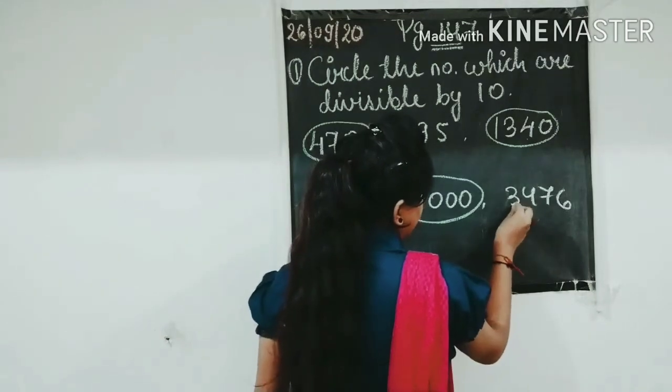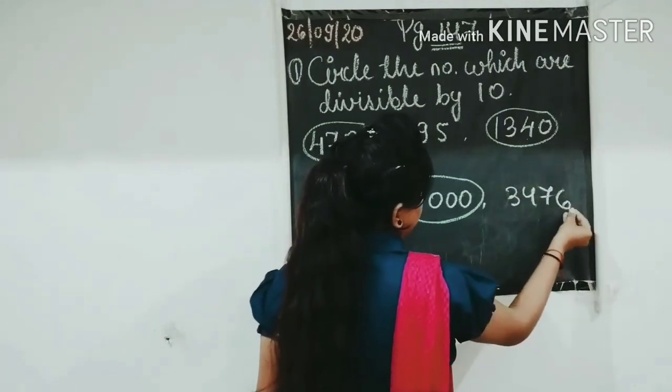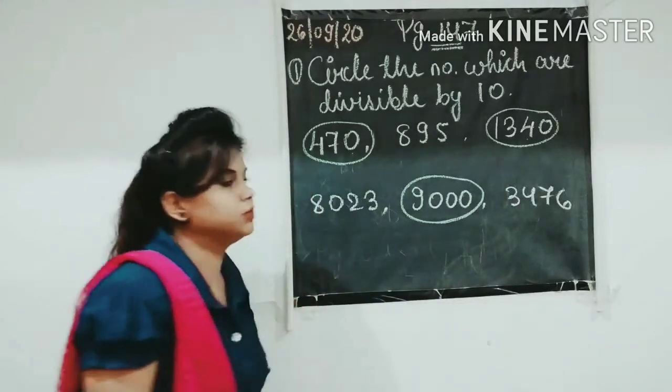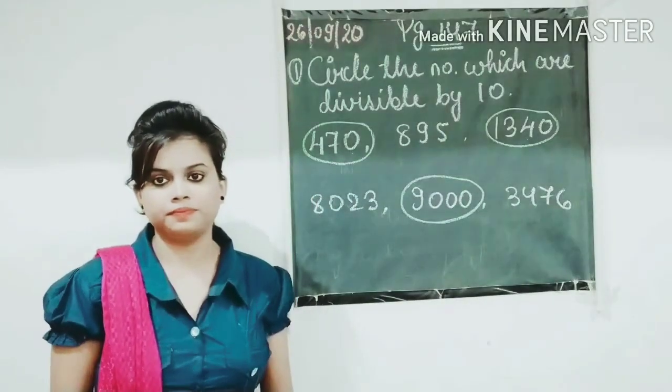Last one is 3476. In one's place 6 is there. That means it is not divisible by 10.